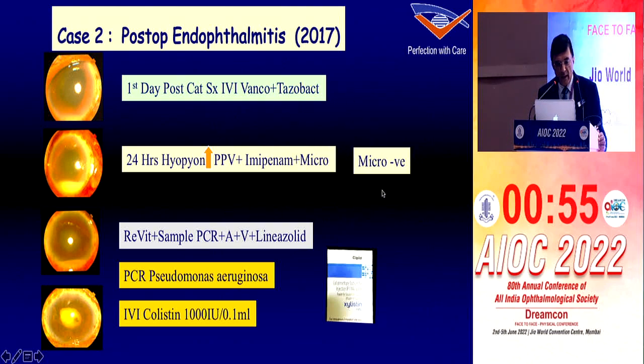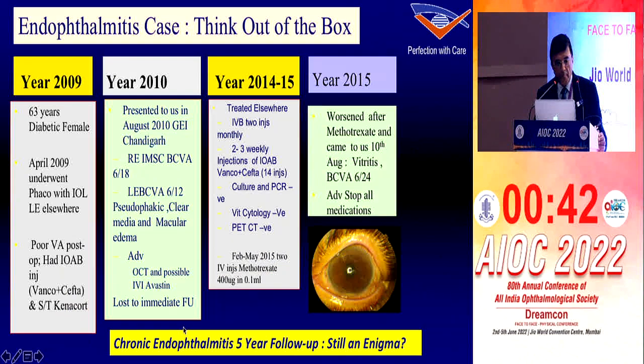In another case, you can see the patient got vancomycin, and we did a vitrectomy with imipenem. This was microbiologically negative. We did a revitrectomy with PCR and added linezolid. The patient grew Pseudomonas aeruginosa on PCR, was treated with colistin, and did well.